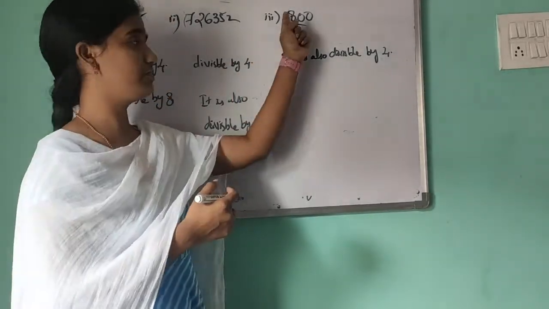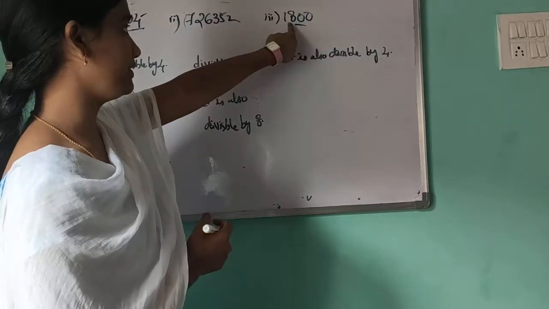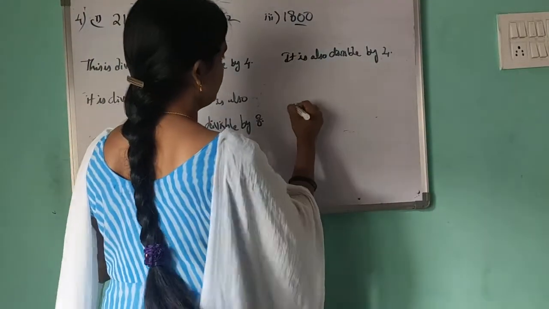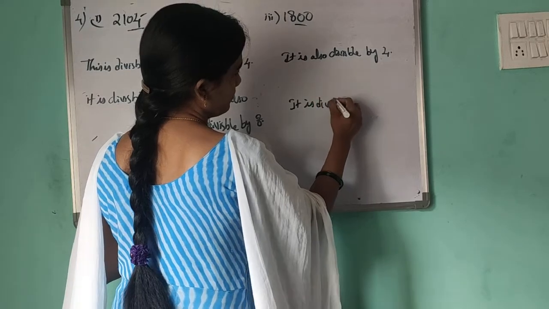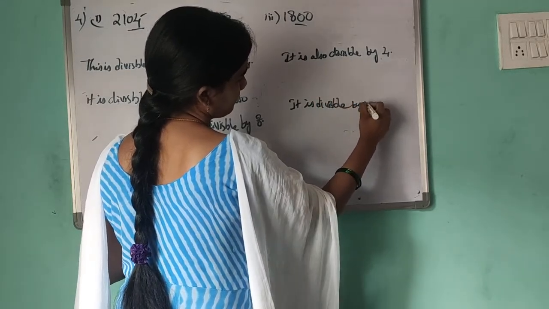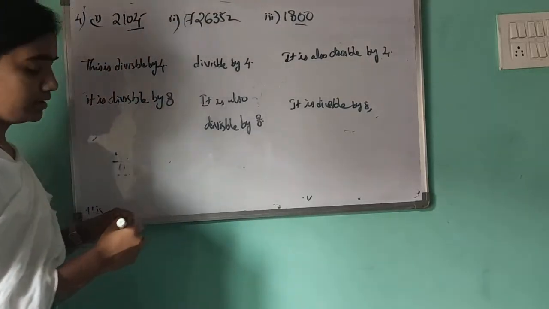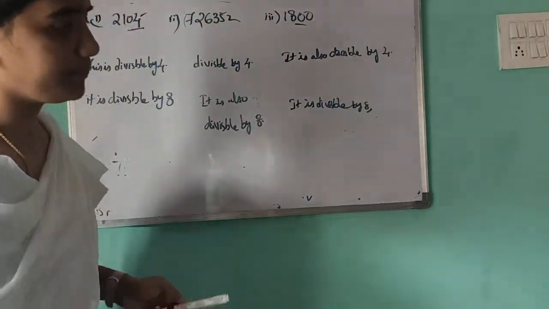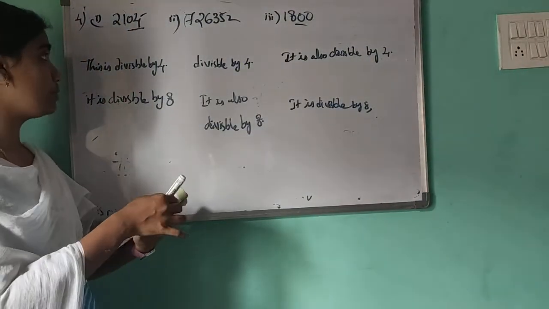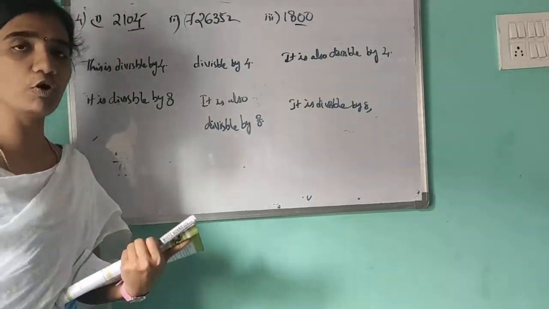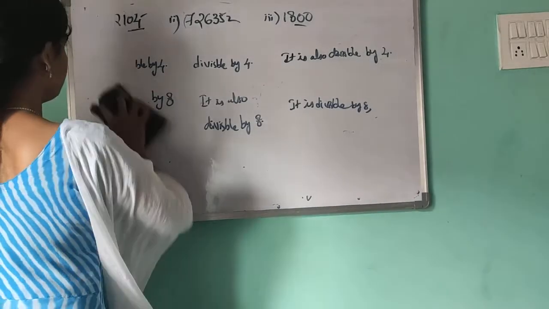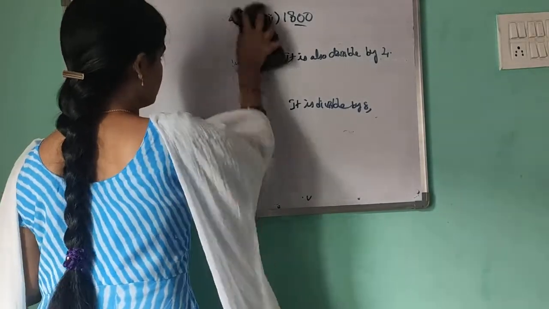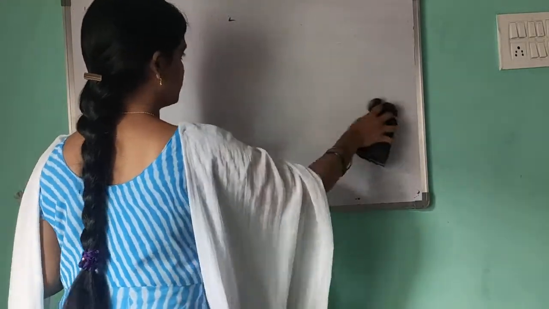Coming to the third one. Here we already see 8 ones, last three digits. 8 table is divisible by 8. It is 1 8s are 8. That's why divisible by 8. In this given three digits, all the three digits are divisible by 4 and 8. Let's check the fifth one.